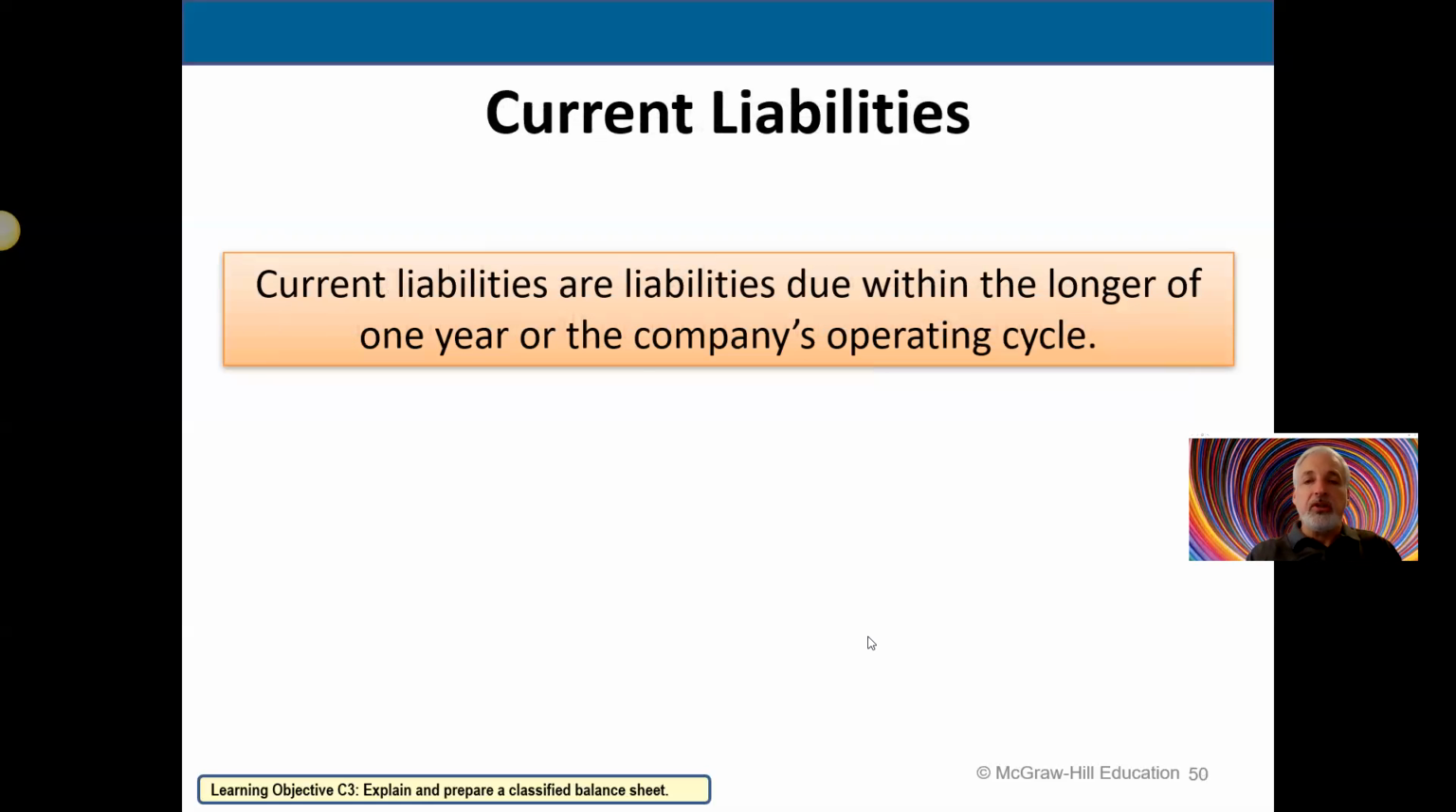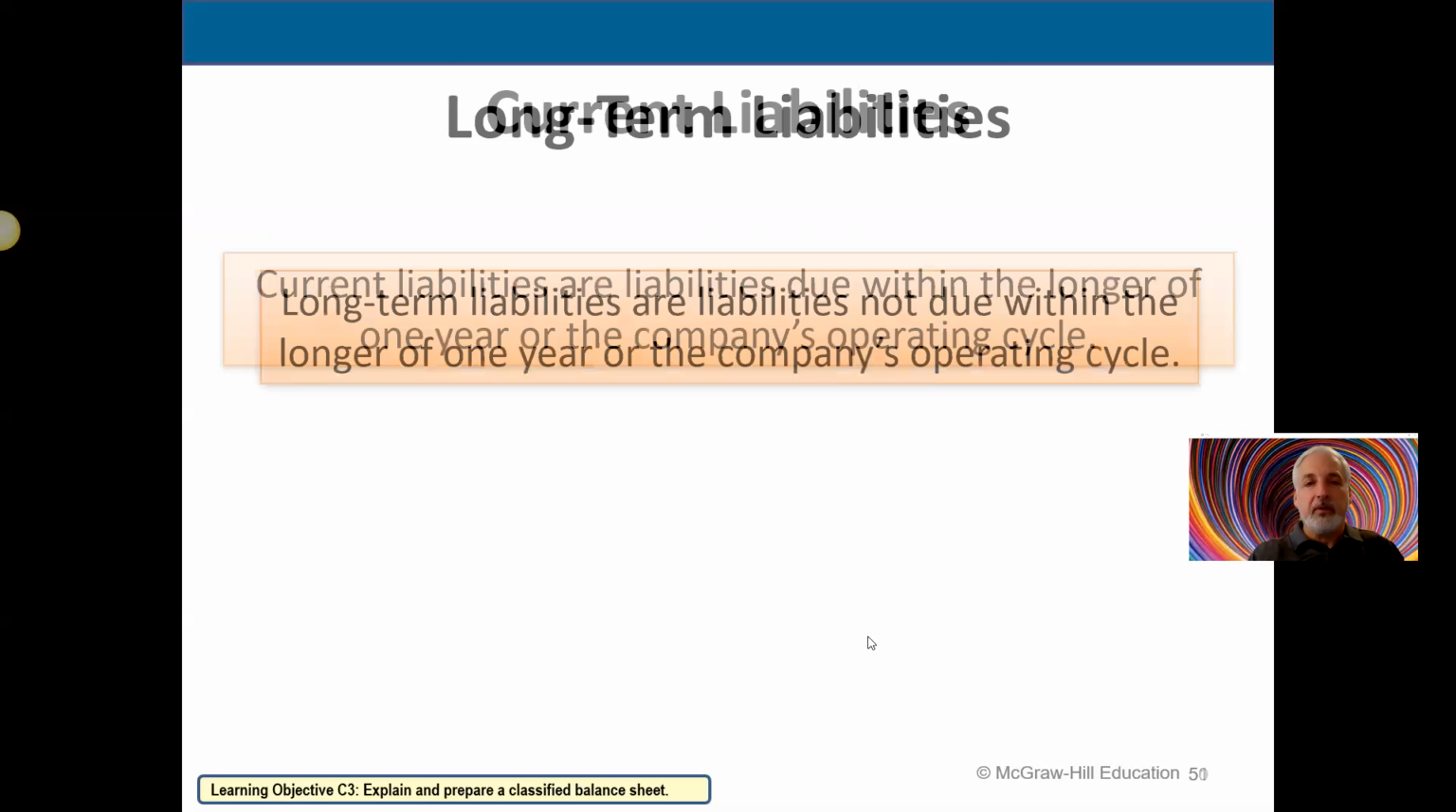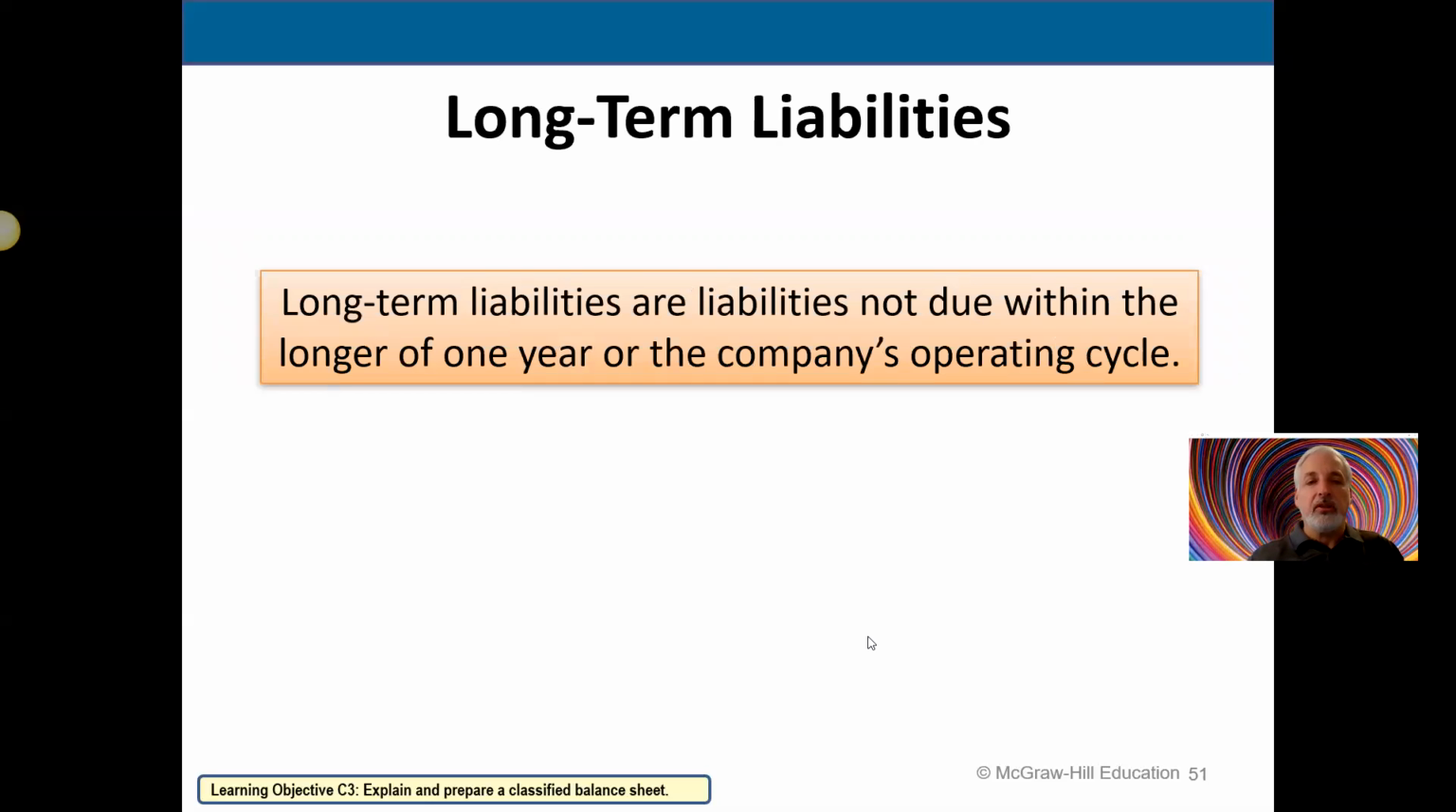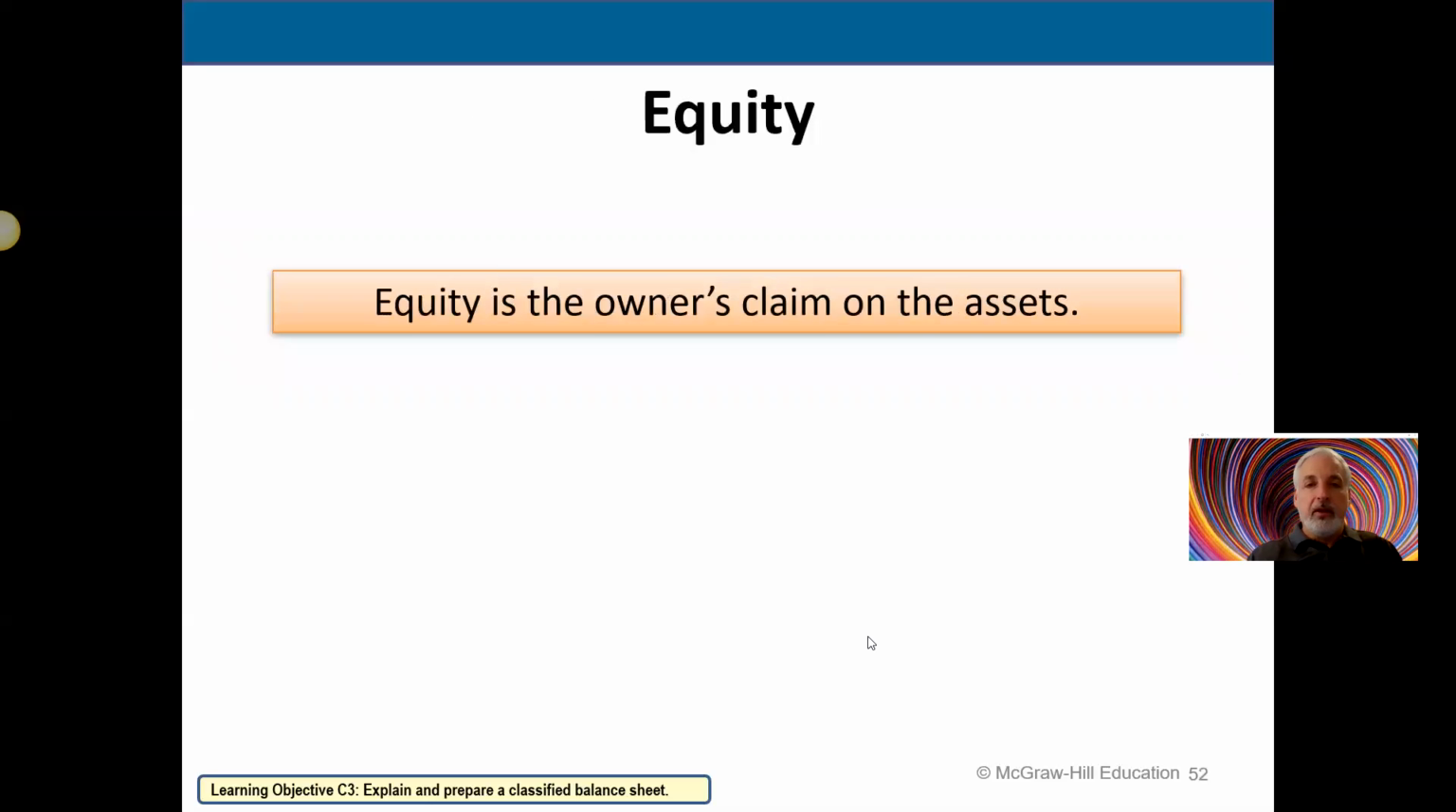Current liabilities: due within the longer of 1 year or the company's operating cycle. The longer is there in the definition. Should have been current assets. Long-term liabilities: not due within the longer of the year or the company's operating cycle. So again, longer. Equity: owners' claims on the assets.